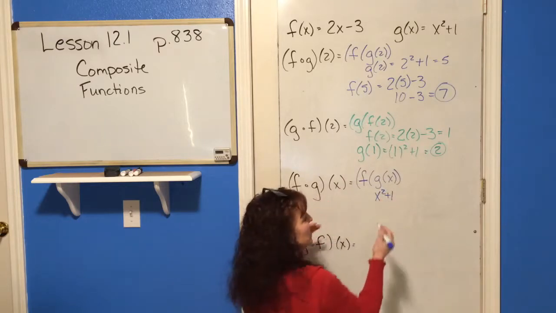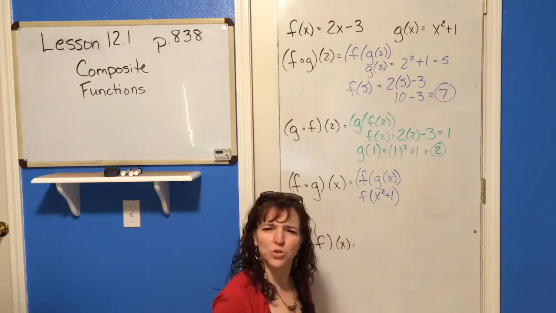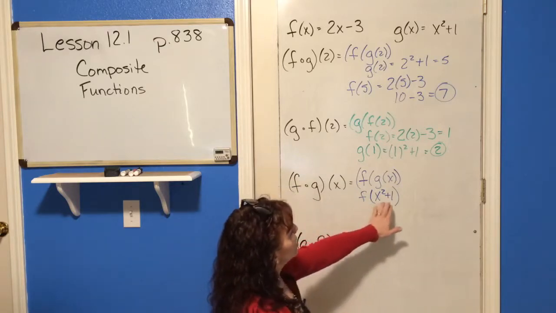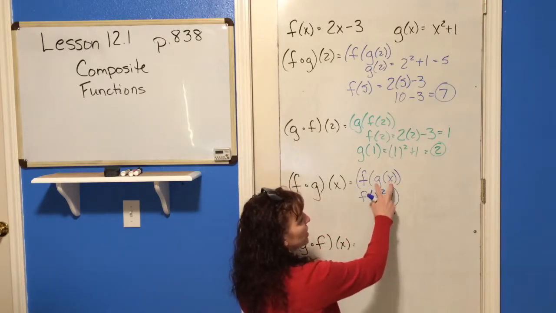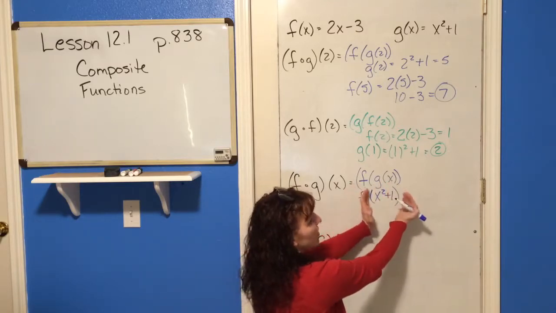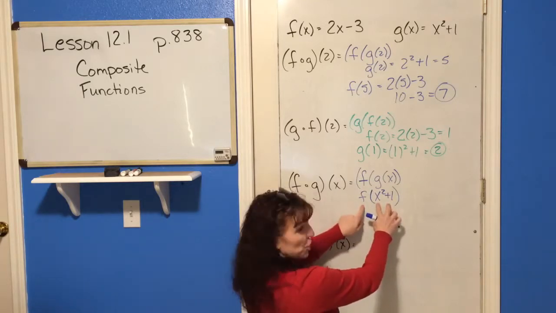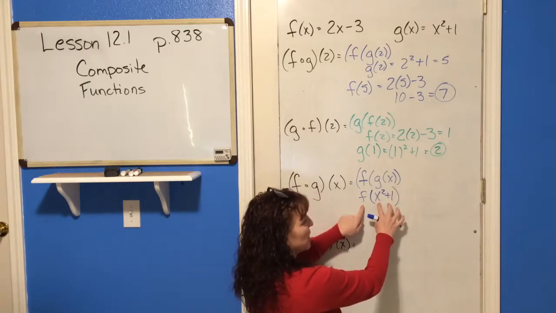That's what g of x is. So what we want, this is where the tricky part comes. There is a tricky part. Check that out. Okay, so x squared plus 1 is g of x. So now I want the function f of x squared plus 1. So wherever you see the x in the f function, you're going to plug in x squared plus 1.